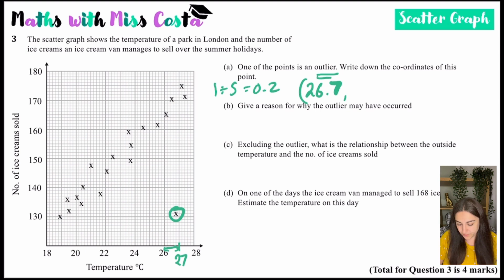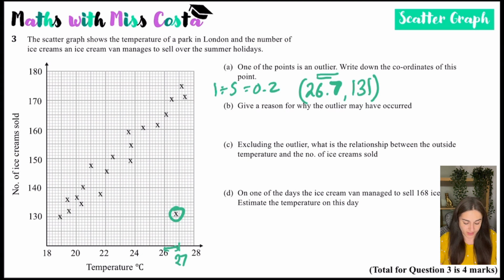131. So whenever you've got this, just be really careful with the scales, especially if it seems like an easy question. Just be very careful that whatever the distance is, you divide it by the number of squares, and then that tells you what each square is worth. Now give a reason for why the outlier may have occurred.